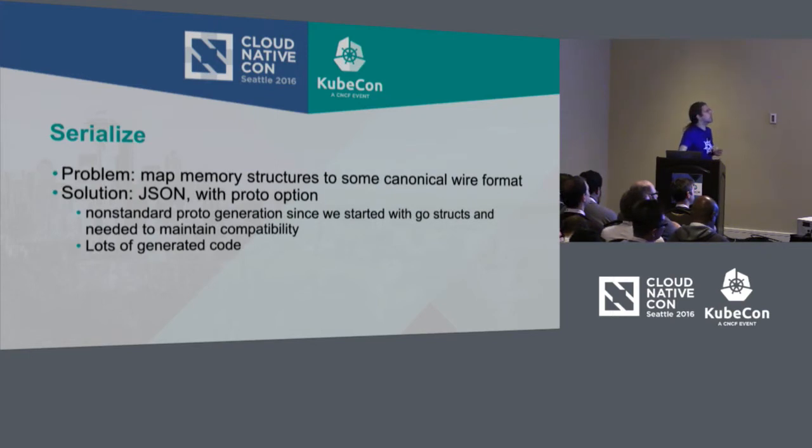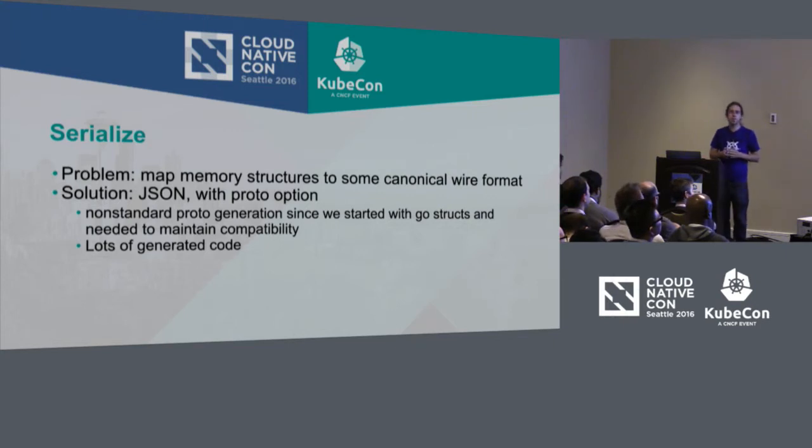So serialization. In Kubernetes, we serialize to JSON primarily, and Clayton and some other of our friends at Red Hat have written a proto serializer. This is not the standard proto serializer. We needed to maintain compatibility with our code base. So it's actually really impressive. He's got a thing that generates a proto message from the Go structs. It's pretty cool. It's more generated code though.